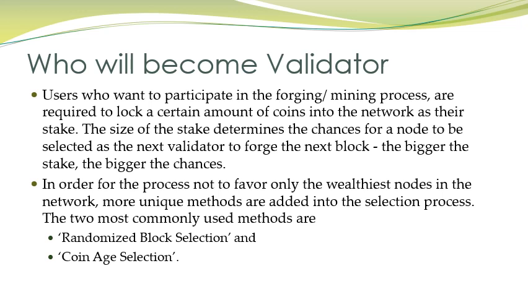Users who want to participate in the forging process are required to lock a certain amount of coins in the network. So users who want to participate as a validator must hold a certain amount of currency, a certain amount of stake in the Bitcoin network, and the size of the stake determines the chances that the node will be selected as the next validator to forge the next block. So in this proof of stake algorithm, students try to understand.